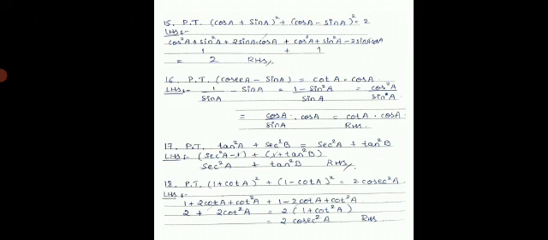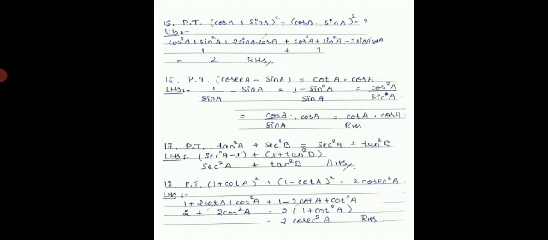Next question. Prove that (cos A + sin A)² + (cos A − sin A)² equals 2. Here we have to use the basic identity from algebra, that is (A + B)² and also (A − B)², for the first term and second term.